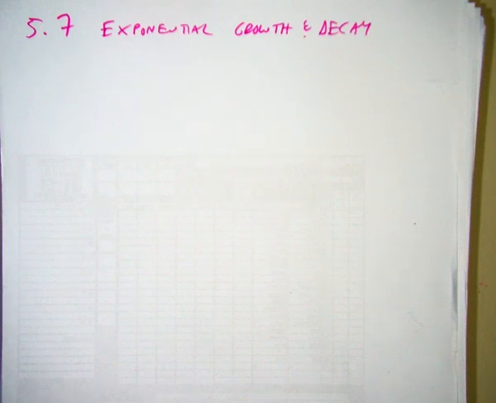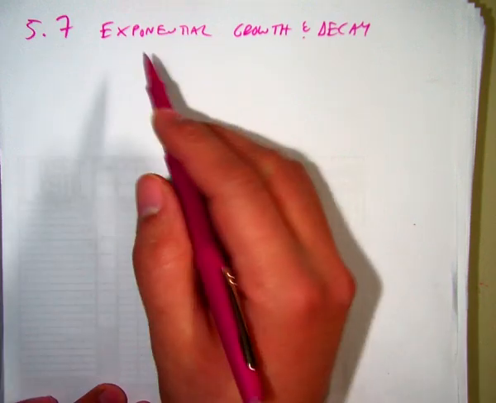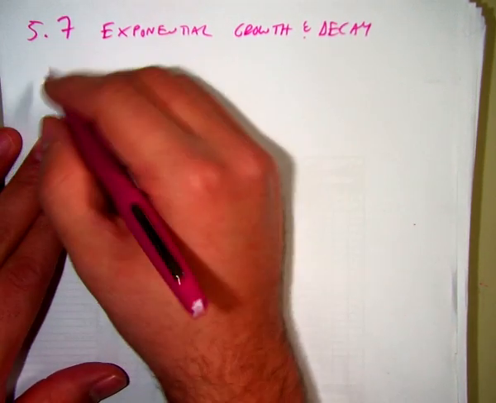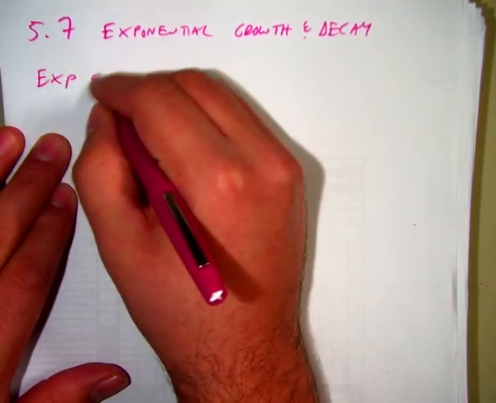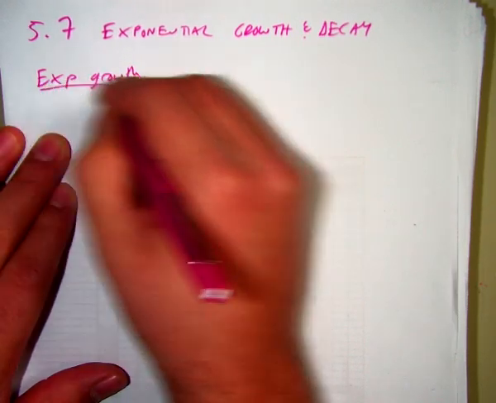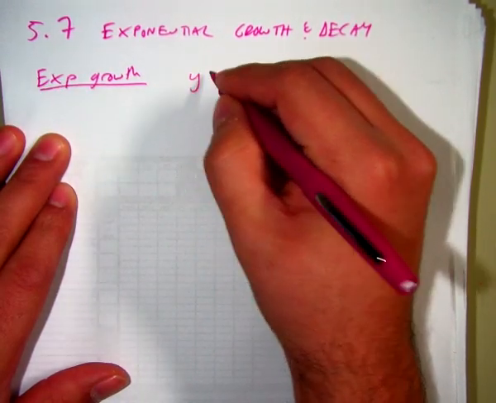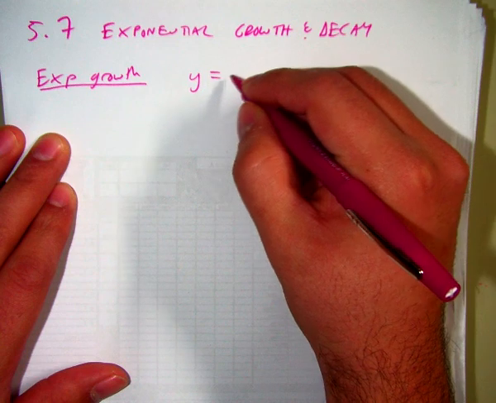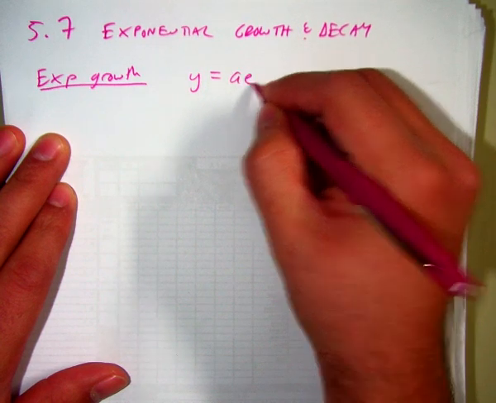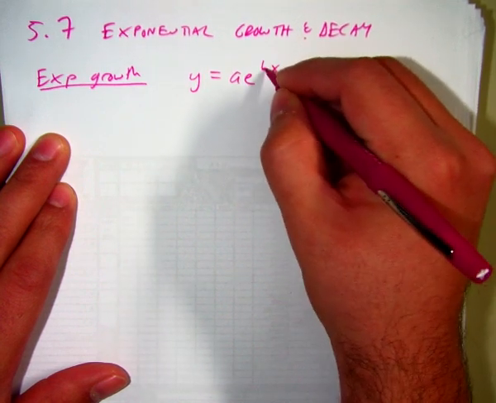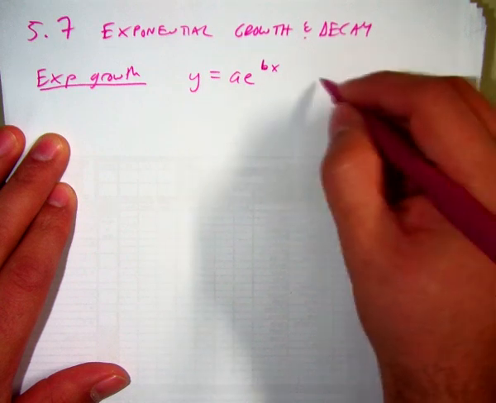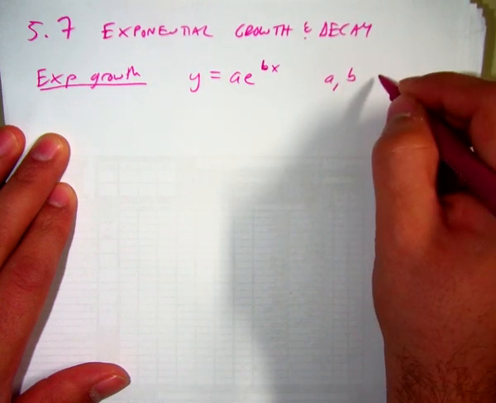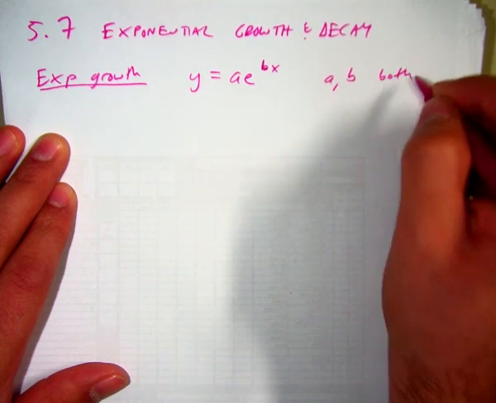Alright everybody, this is the last section we're going to do in Chapter 5. It's about exponential growth and decay. So let's just start with what exponential growth looks like. Exponential growth comes from the function that's generally like y equals a times e to the bx, and the conditions here are that a and b both have to be positive.